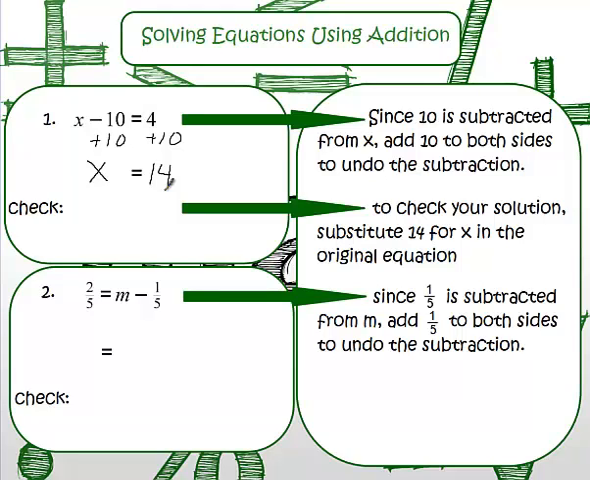If I put 14 back in for x to check, 14 minus 10 equals 4. 14 minus 10 is 4. That equals 4. Check.